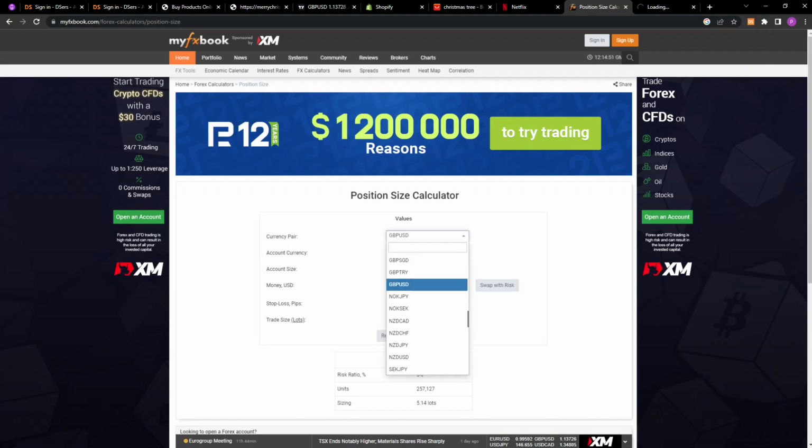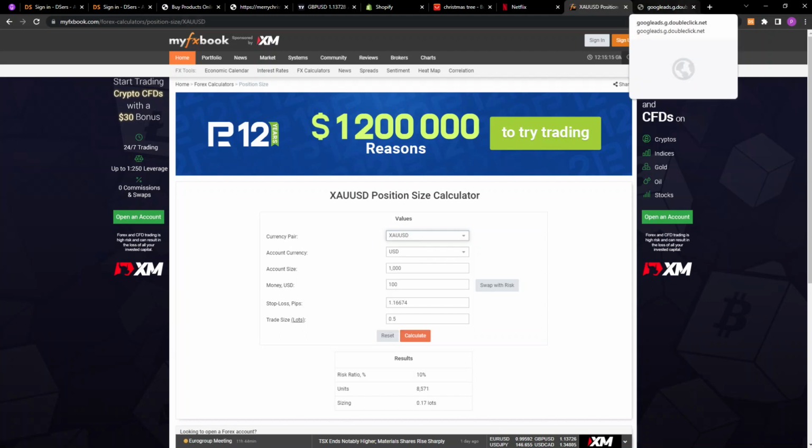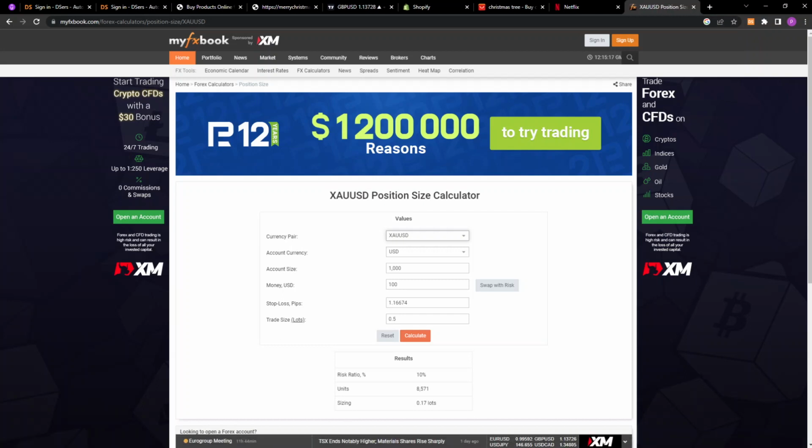Let me just see if I can see here. XAUUSD. Okay, that's gold USD. This is gold. No need to even go in there. Now this is our account size. How much do you want to risk? Want to risk $100, pip value. Let me just delete all of that quickly.